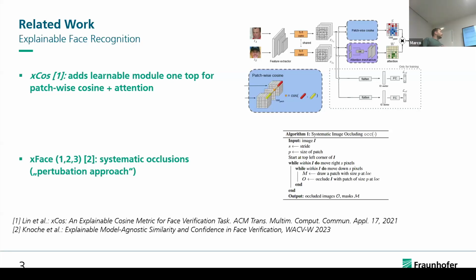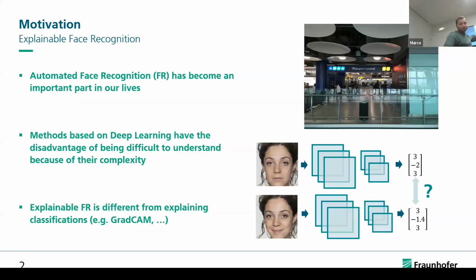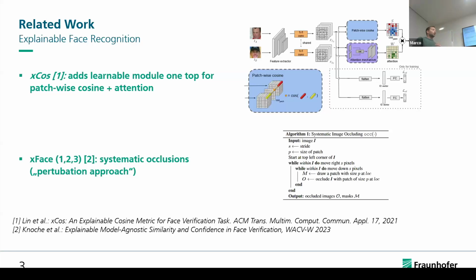One work's idea is to add a learnable module on top of our embedding network, to then learn what the important parts are. What they basically do is that, instead of getting a feature representation, they change the flattened and fully connected layer to a 1x1 convolutional layer and get a patch representation of the face.